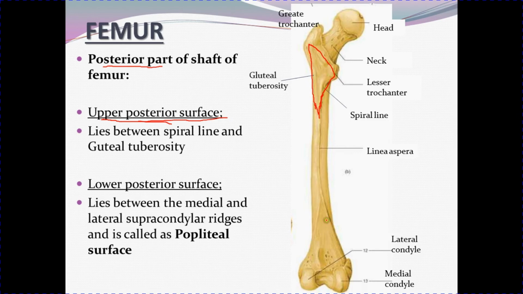Similarly, there is a lower posterior surface which lies between the medial and the lateral supracondylar ridges of the femur, and this lower posterior surface is called the popliteal surface. It is bounded by the medial and the lateral supracondylar ridges of the femur.